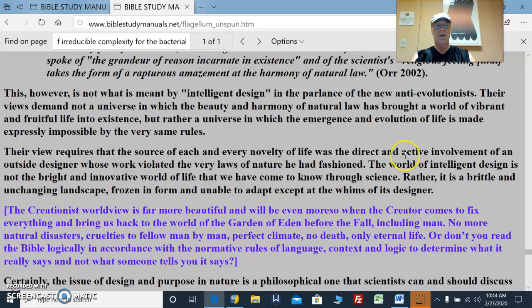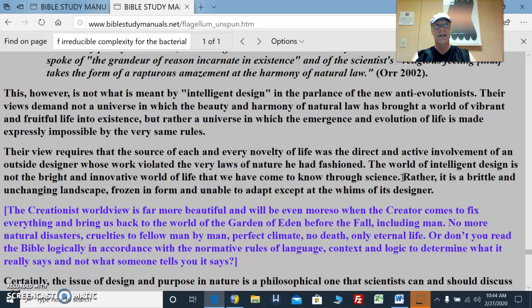The universe. The world of intelligent design is not the bright and innovative world of life that we have come to know through science. Oh, really? Wars. World wars. One predator after another. The destruction of all kinds of life. Rather, it is a brittle and unchanging landscape, frozen in form and unable to adapt except at the whims of its designer. Well, at the whims of the designer, he's benevolent.